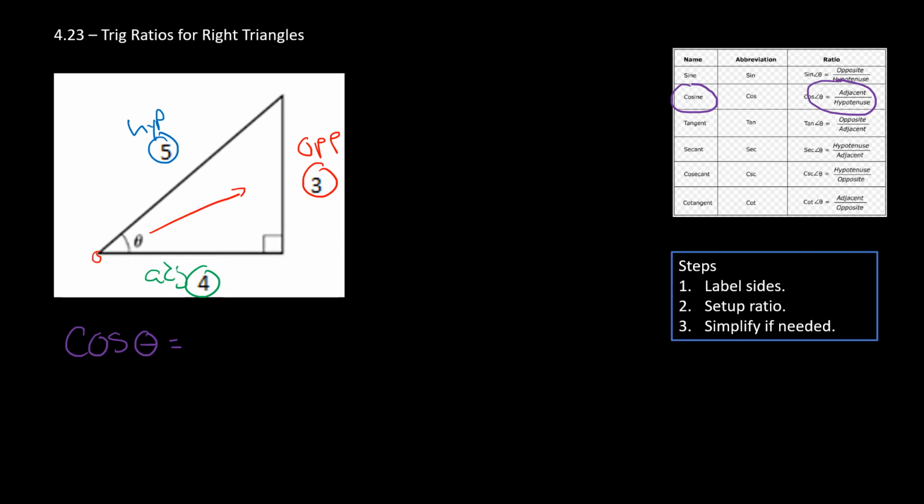When we set up our trig ratios here, we're going to see that it's going to be adjacent over hypotenuse. Our adjacent value in this case is going to be 4, over our hypotenuse value, which is 5. So we've labeled our sides and did our setup ratio. To simplify, 4 over 5 does not simplify any further. So we can say that cosine theta is equal to 4 over 5.